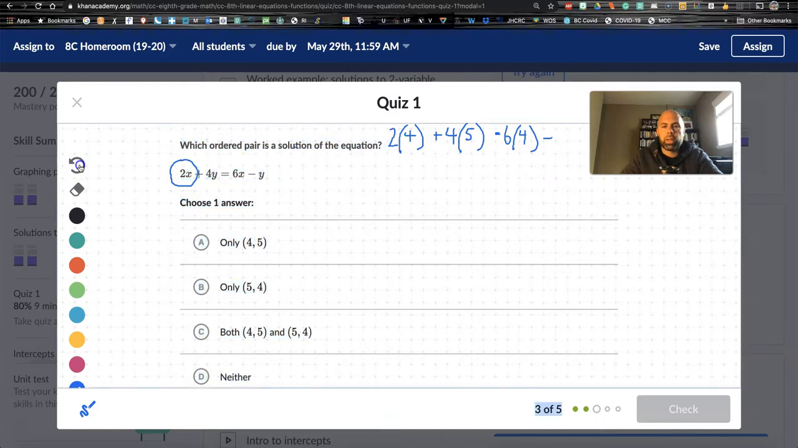Now let's get rid of all of my work and try the second one. 5, 4. 2. Remember for x, this time I'm going to use 5. I'm putting parentheses here. Plus 4. Y is 4. Equals 6.